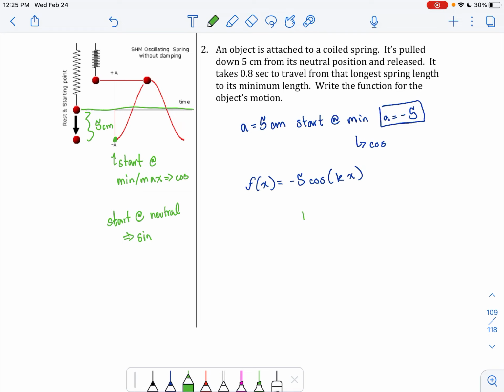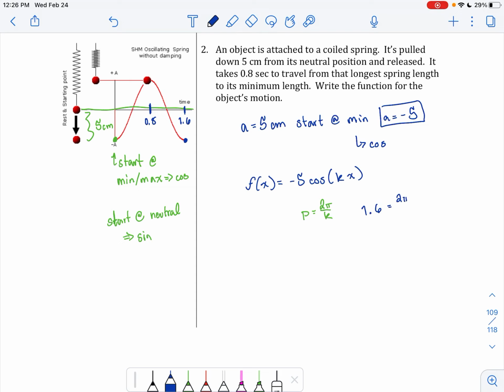We know the period is equal to 2 pi over k. Looking here, we're given that the time from the minimum to the maximum is 0.8. This is half of a wavelength. The full wavelength is when it comes back down to the bottom again, which would be 1.6, double this distance. So we know the period is 1.6 seconds.